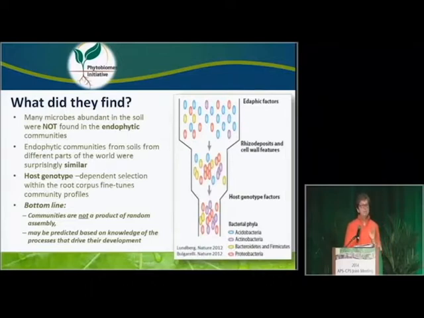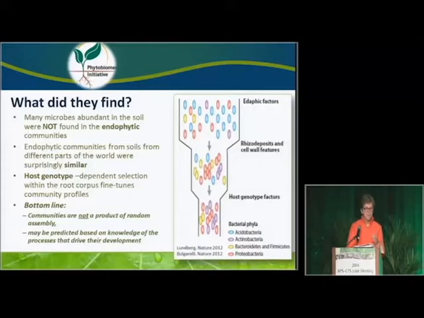They found that many of the microbes that are abundant in the soil were not found in the endophytic compartment, suggesting there's some selection going on there, as we might expect. And that the endophytic communities from soils from very different parts of the world were surprisingly similar. So the plant is selecting for communities that are similar from very different root environments. And that the host genotype, in fact, had a role in selection of these microbes.